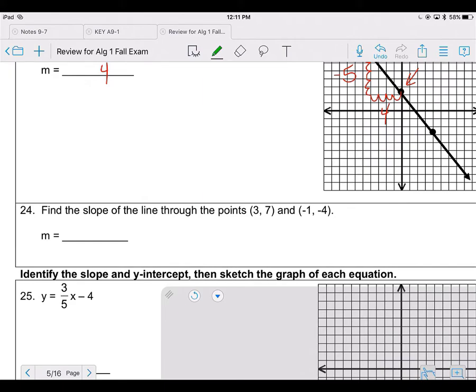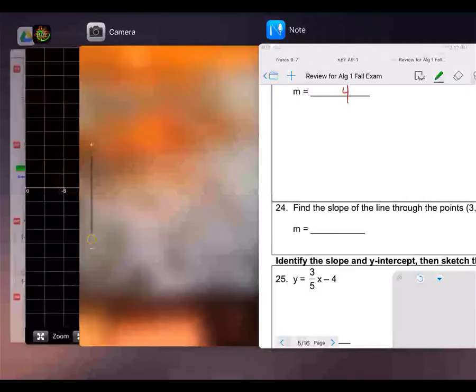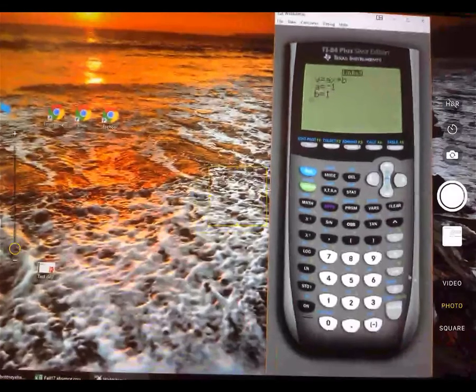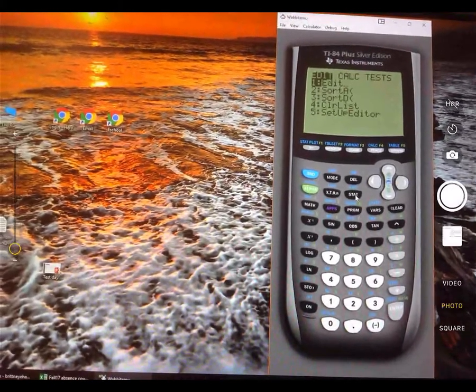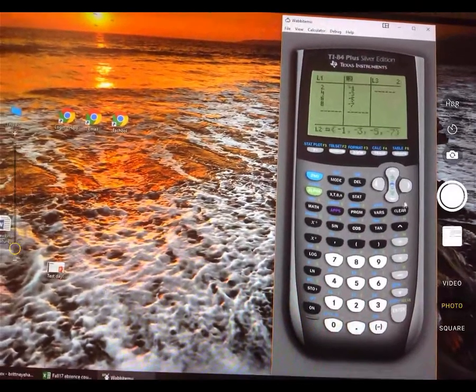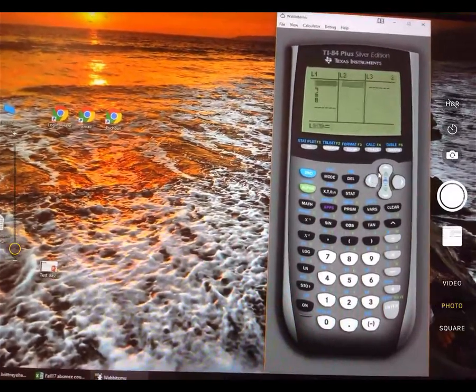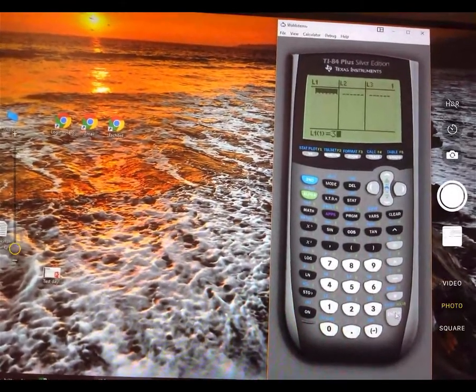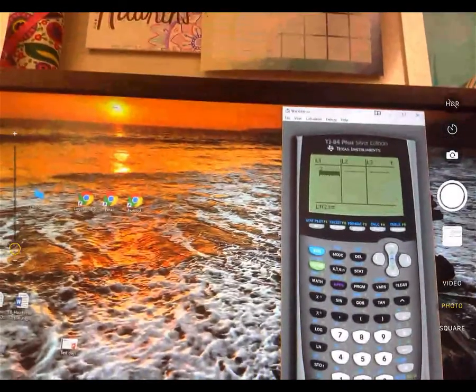In order to find the slope between them, I can take these 2 points and put them in stat edit and find my equation very quickly. So I'm going to show you those steps again. In our calculator, we click the Stat button right under Delete. Edit. I'm going to come up and clear these out because I have more numbers than I'm going to replace. And then I'm going to replace these with 3 and -1.